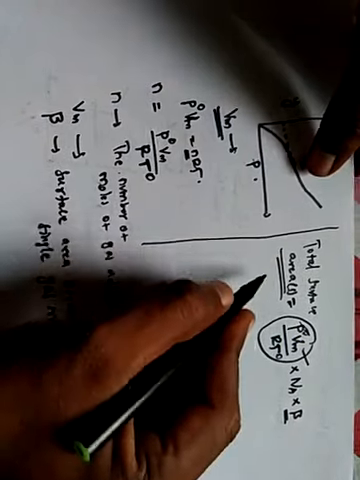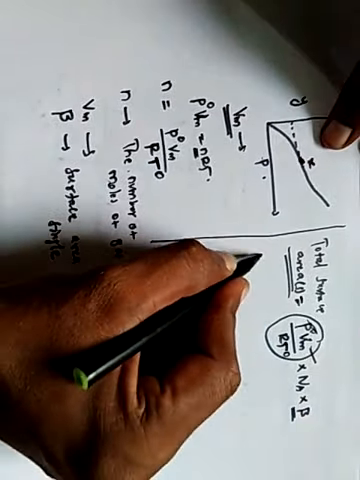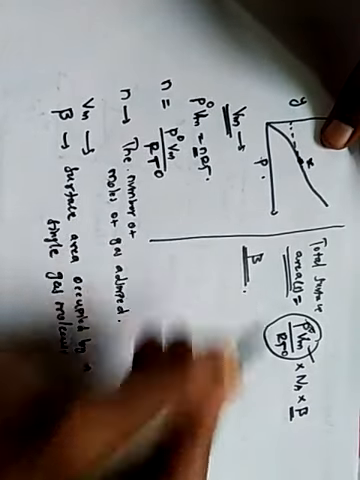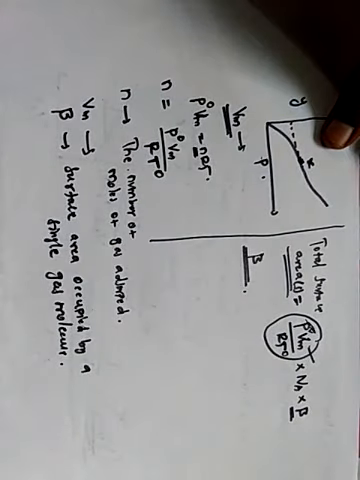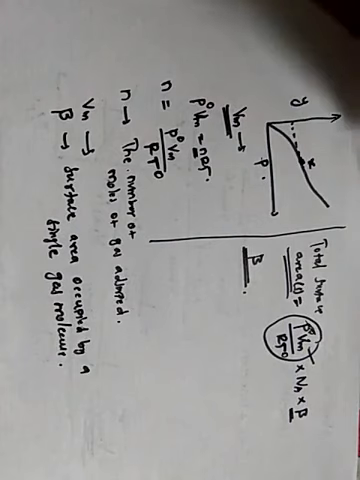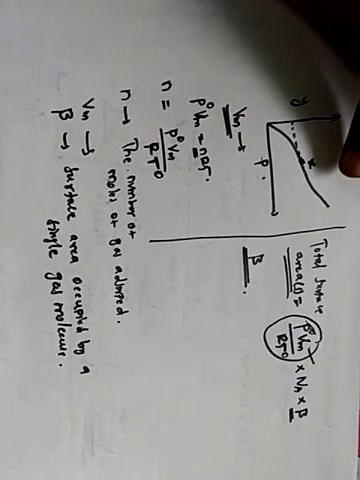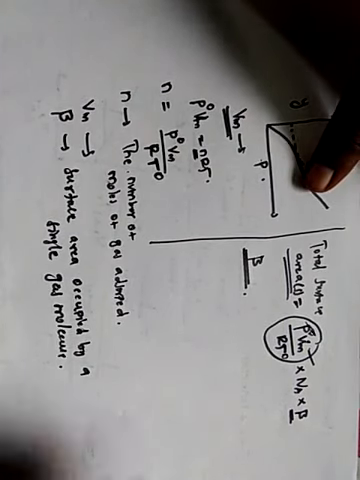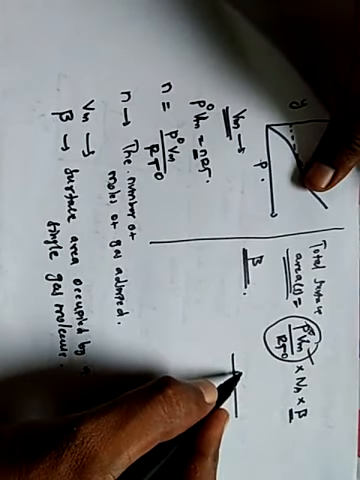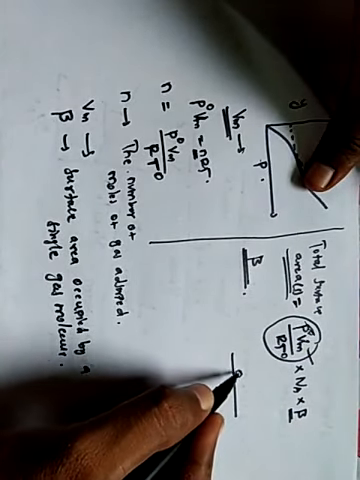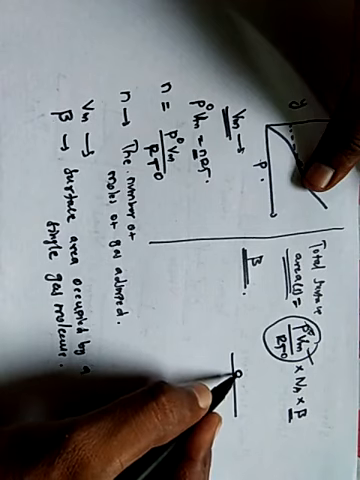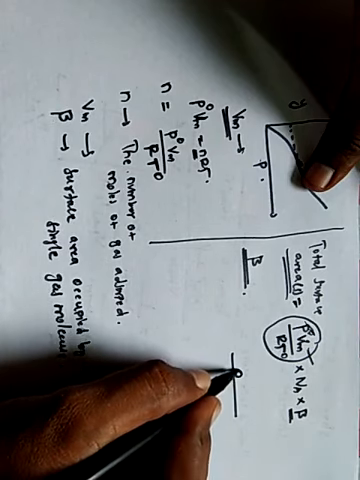Now let me explain how to calculate beta. Beta is actually the surface area occupied by a single molecule, or the cross section area. If you consider here, this is the surface, and you see this is one molecule. This one molecule actually occupies this much of space.